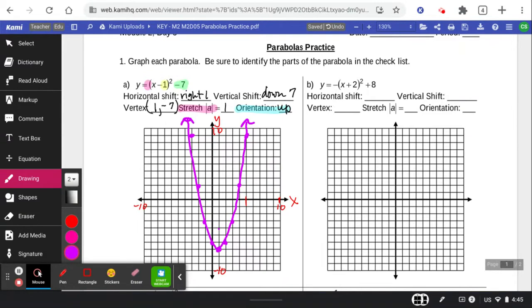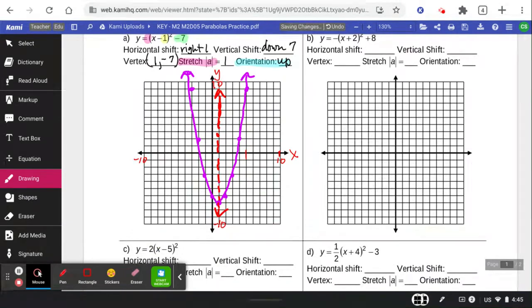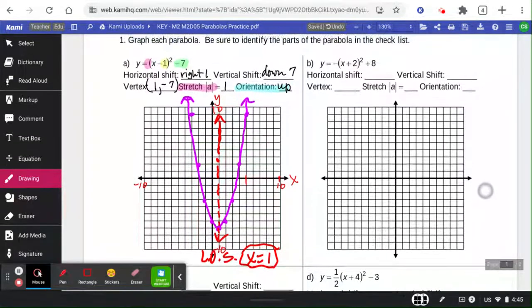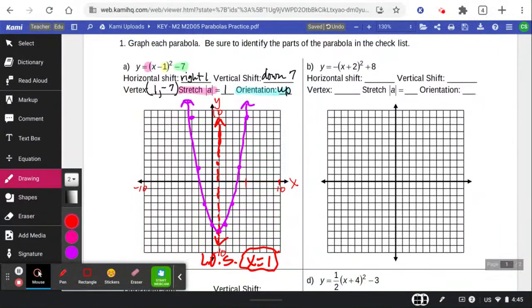Okay, finishing off this graph, don't forget about the line of symmetry. That's going to go straight through the center of your vertex. And so my line of symmetry, in red on this graph, is straight through x equals 1. Okay, how'd you do? There's your first graph. Let's go do the next guy.